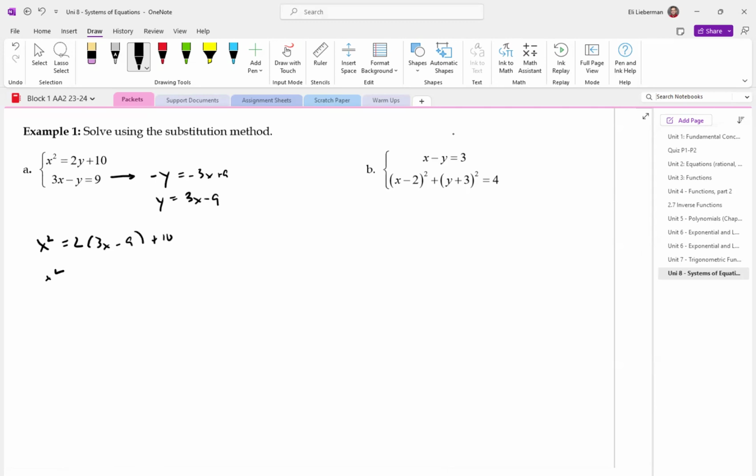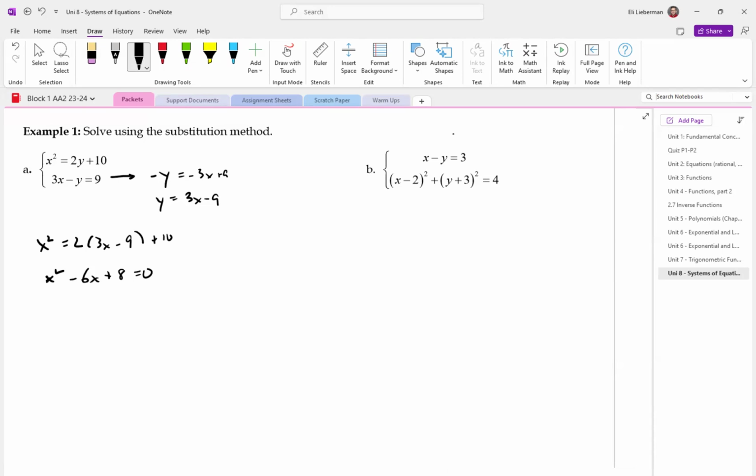X squared minus 6x plus 8 equals 0. Or, hold on, I think I got minus 8 actually. Let's see. Yeah, I think plus is good. Is it plus 8? Okay, yeah. On the right side, it's minus 8, but it moves everything.